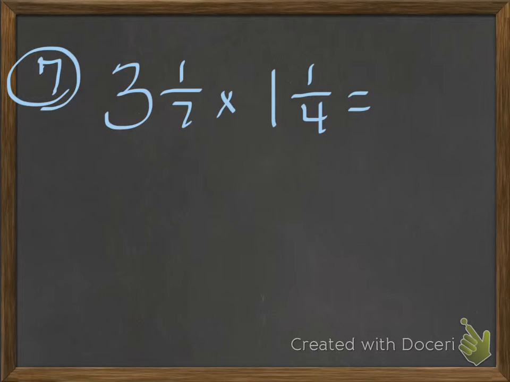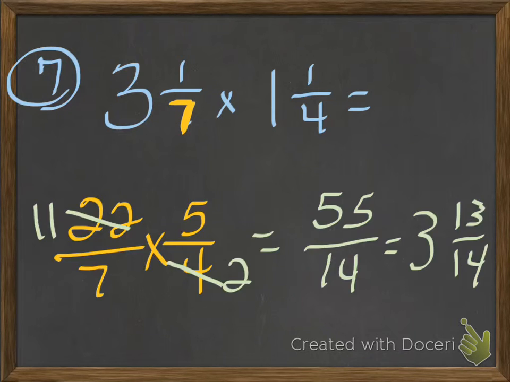Number 7, 3 1/7 times 1 1/4. Okay, so first I can estimate and see that I've got 3 1/7, that's close to 3, and I'm going to multiply that times 1 1/4, that's close to 1, so my answer is going to be close to 3 times 1, that equals 3.